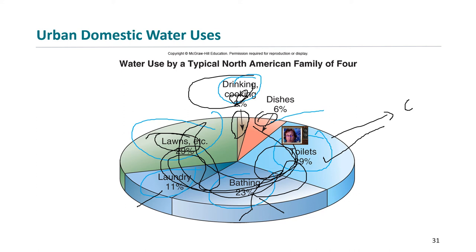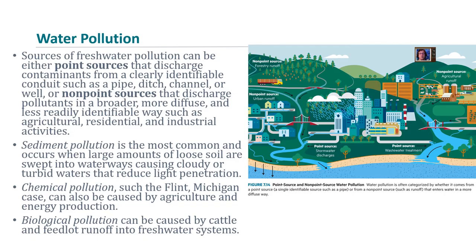I'm serious. We determine our society, our wants, not our needs. Our needs mean basic things we need, but our wants, that means the luxuries, really determine water usage. Now you're going to see a separate video on water pollution because it's a big topic, and I want you to read it in your book.